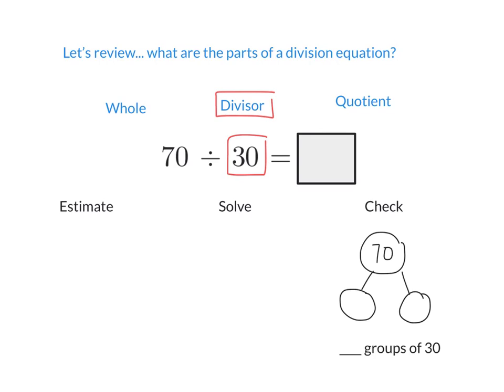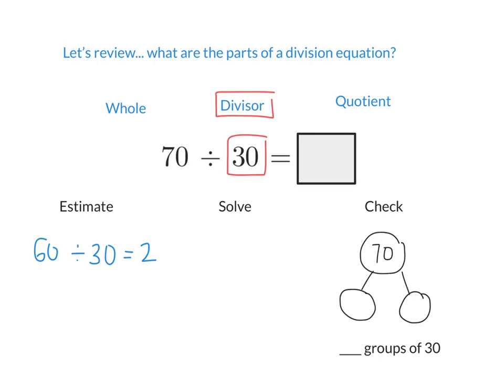So in this case, for our estimate, we know that our divisor is 30. Okay? What whole is pretty close to 70 that is easily divisible by 30? Everyone? 60. So we know that 60 divided by 30 is 2. So the estimate tells us that our answer should be pretty close to the number 2. I want everyone to write down this estimate because the key to two-digit division is estimation. Everyone repeat after me. The key to dividing by two-digit divisors is estimation.